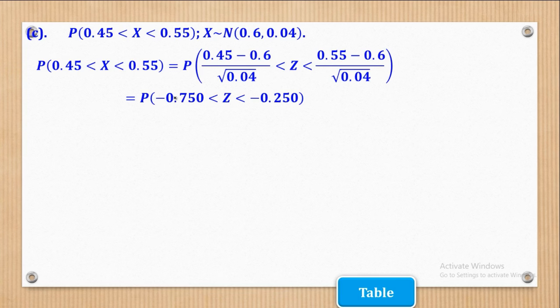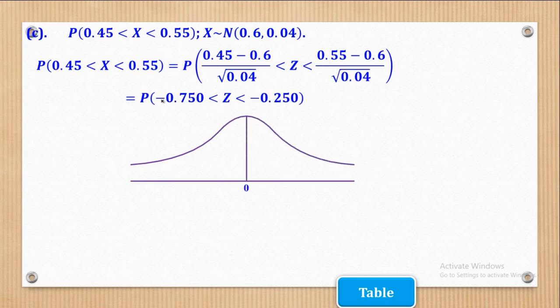Now next is to sketch a standard normal curve. So remember that this is negative and this is negative, meaning that both will lie this side of 0, but negative 0.250 is closer to 0 than negative 0.750, so we shall put negative 0.250 closer to 0 and this one further away from 0. After that, the area between this value and this value will be the whole of this shading from here up to here, so we shall shade that.